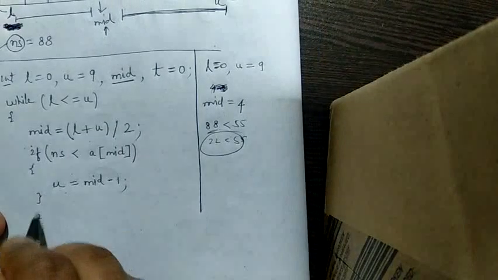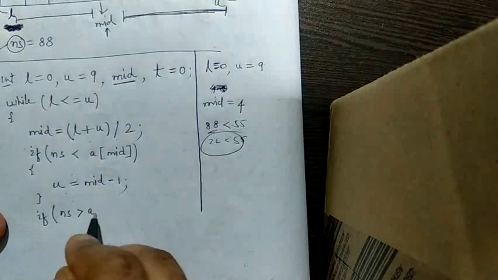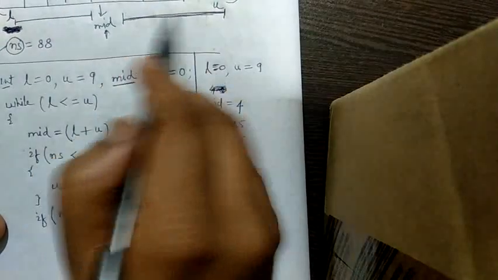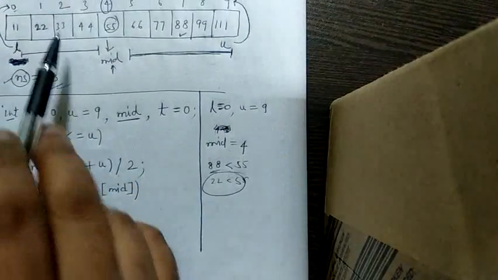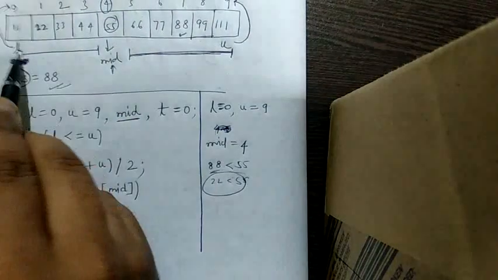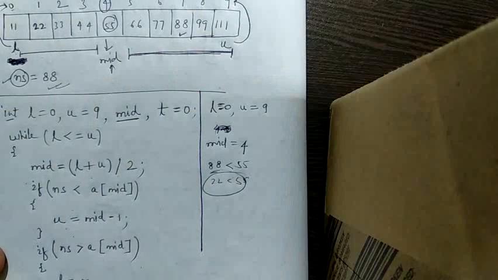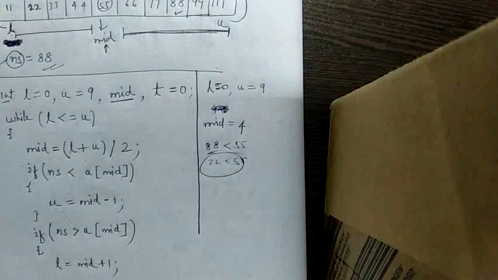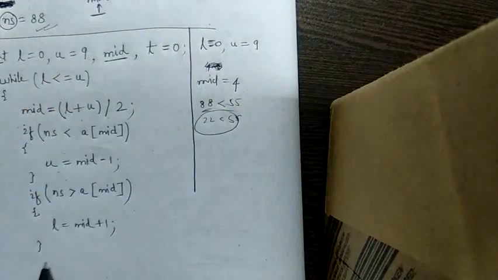Now the second option is if ns is greater than a of mid. It means that I am searching in this part. My value ns was 88, so is 88 present in this part? Yes. If that is the case, similarly we will shift this L to mid plus 1. So L will become mid plus 1.